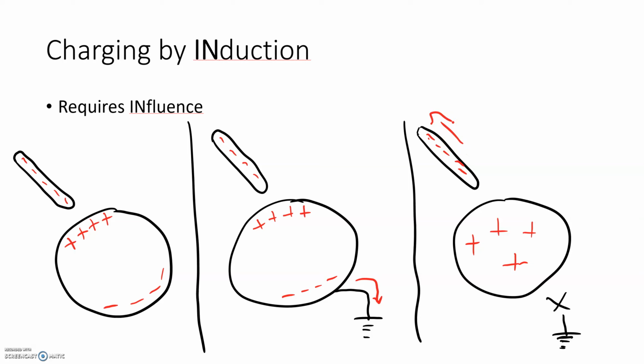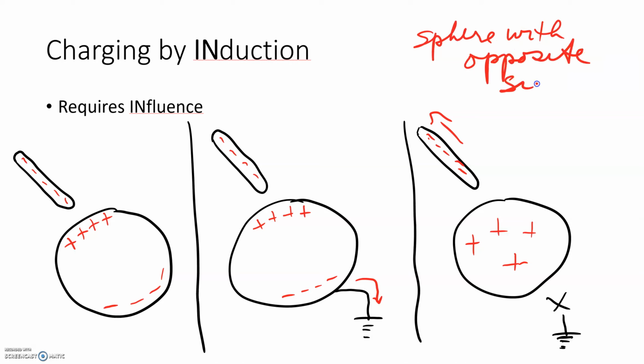And so the net result is you have a sphere with opposite sign from the rod. Okay. So in induction you get opposite charges. In conduction you get the same charges.